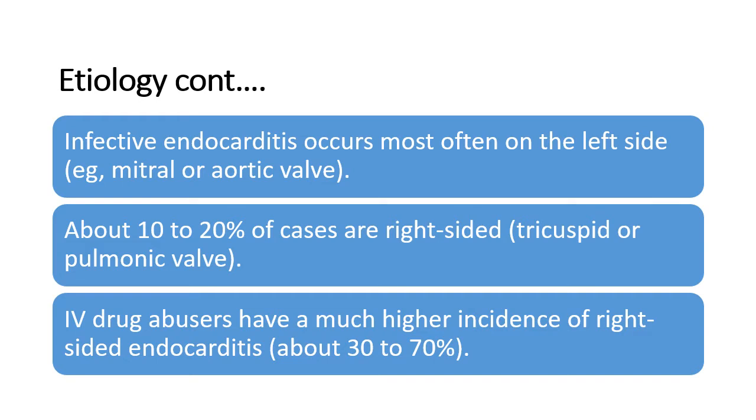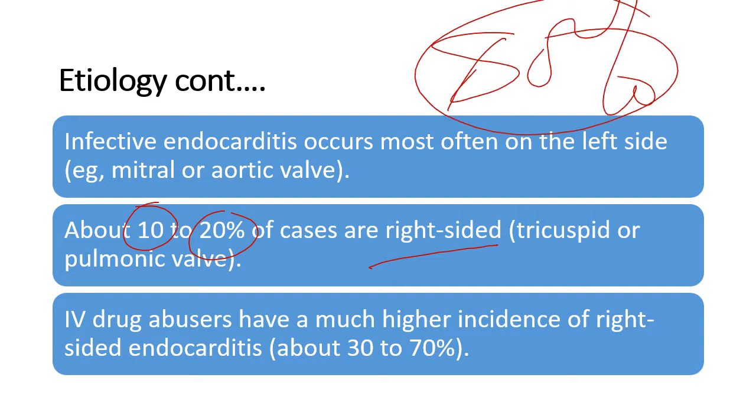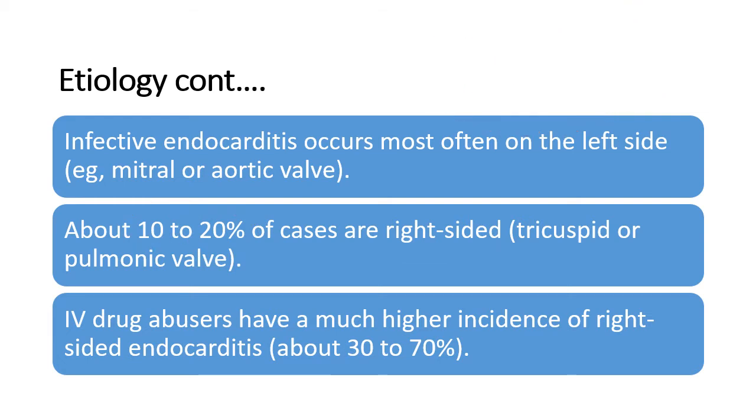Infective endocarditis occurs most often on the left side of the heart. About 10 to 20% of cases are right-sided, meaning 80% occur on the left while 20% occur on the right side. Intravenous drug abusers are at higher risk for right-sided endocarditis. Why? Of course, they inject into the vein, and the venous return is received by the right chambers of the heart, so the right heart chambers will be at high risk of being infected with microorganisms.